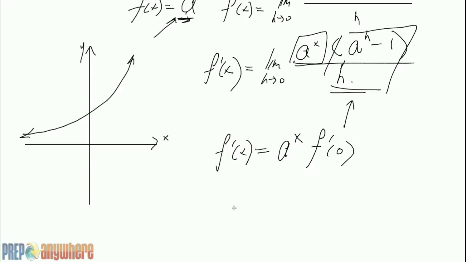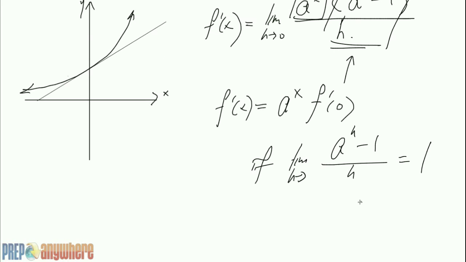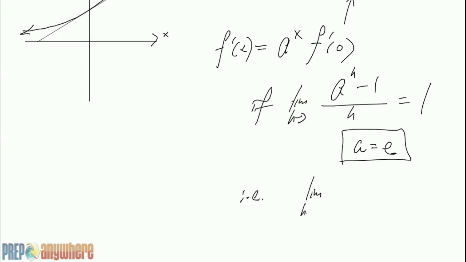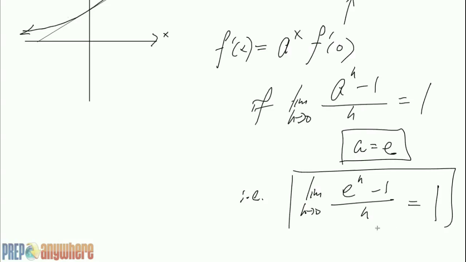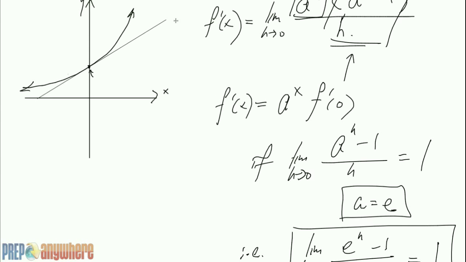Now the definition of e is this. If a to the power of h minus 1 over h, essentially the slope at 0 right there, if we choose the correct base so that slope is 1, then a is equal to e. In other words, the limit as h approaches 0 of e to the power of h minus 1 over h is equal to 1. This is the definition of e. It's the base which makes the slope right at that point perfectly 1.